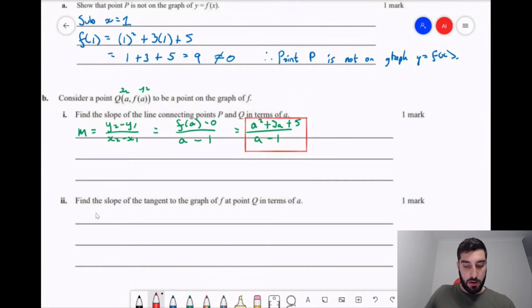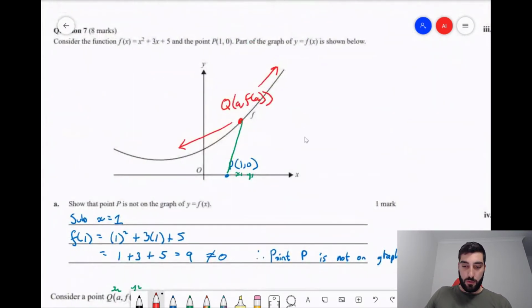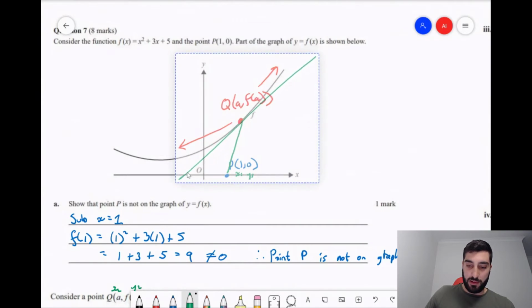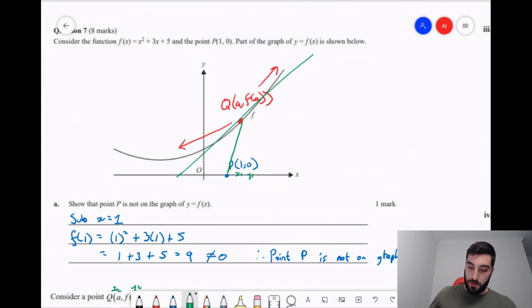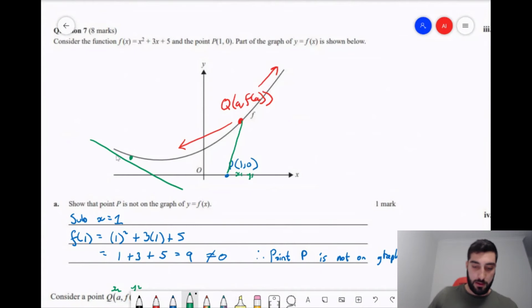Next part, B2. Find the slope of the tangent to the graph of f at point Q in terms of a. So now we want the tangent. The previous part was the slope between 2 points. Now this is only reliant on point Q. It has nothing to do with point P. So depending on where point Q is, we'll get a different value for the gradient of the tangent. Where I had Q previously, the tangent would be roughly there. But if point Q is over here, then the tangent will look something like that, for example.